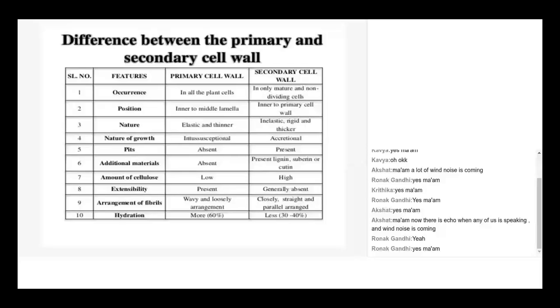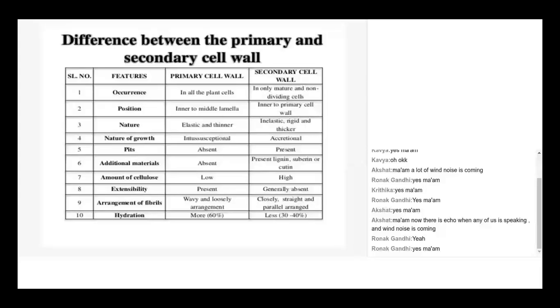When you observe the composition of the primary cell wall, we discussed it is made up of cellulose, hemicellulose and most of the water. But the secondary cell wall contains additional materials like lignin, suberin and cutin. These are the additional materials which are there only in the secondary cell wall. Why these additional materials are there in the secondary cell wall, that point we are going to discuss right now.